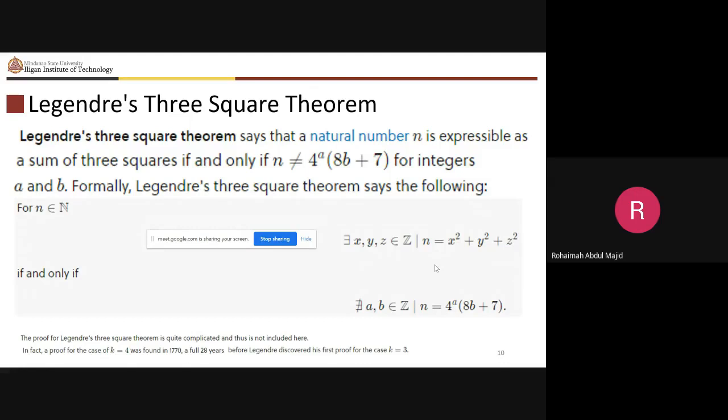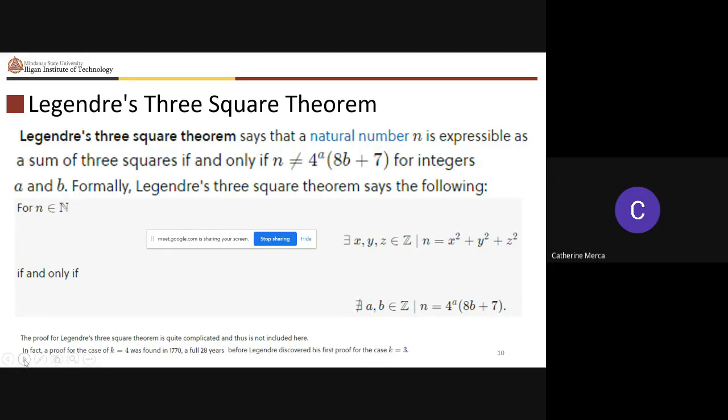So there exists x, y, element of z. Yes, what's your question? Ma'am, sa definition, kay n is not equal to 4 raised to a times 8b plus 7. Yes. That's why it says, pero there exists no a, b, element of z such that. Nakuha na ang definition at saka ang theorem? Yes, ma'am. So it says there exists no a, b such that n equals that form, because n is not equal to it. Okay, good. Let's go to the next one.